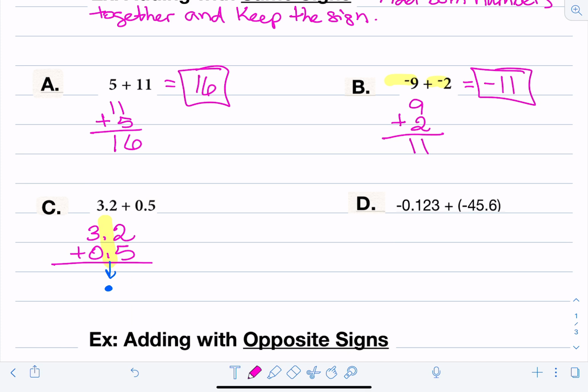5 plus 2 is 7, and 3 plus 0 is 3. Both 3.2 and 0.5 are positive, so my answer is going to be positive 3.7.